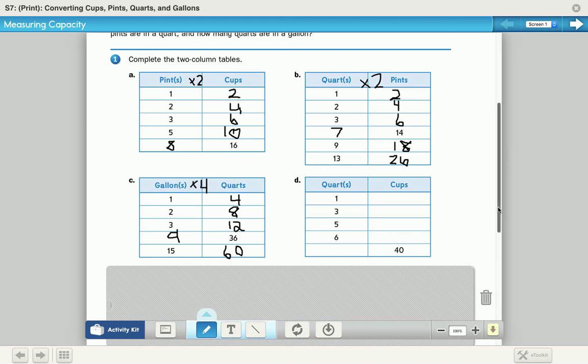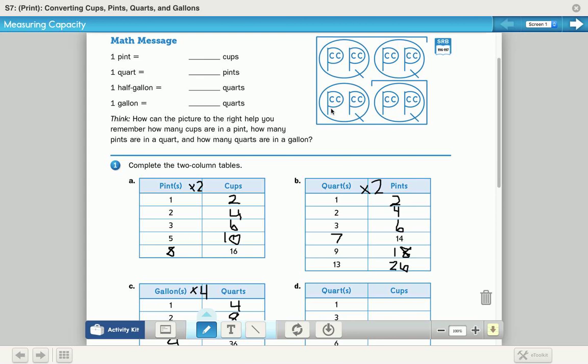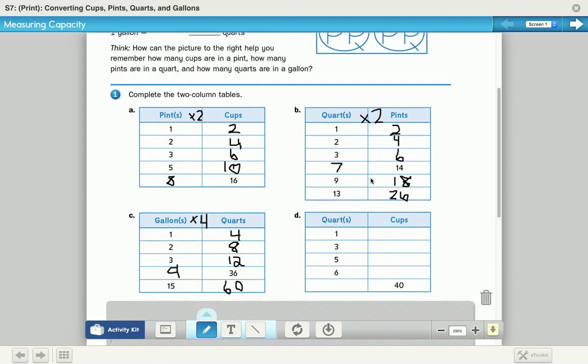And then for the last chart, we're changing quarts into cups. So in a quart, there are 1, 2, 3, 4 cups. So for this one, again, we would have to multiply times 4. 1 times 4 is 4. 3 times 4 is 12. 5 times 4 is 20. 6 times 4 is 24. And what number times 4 would give me 40 would be 10.